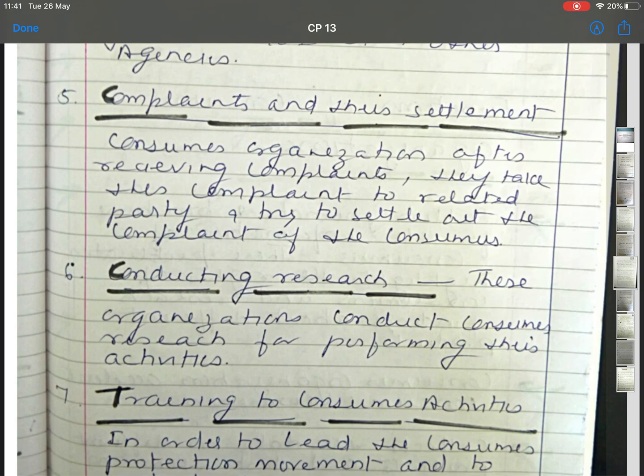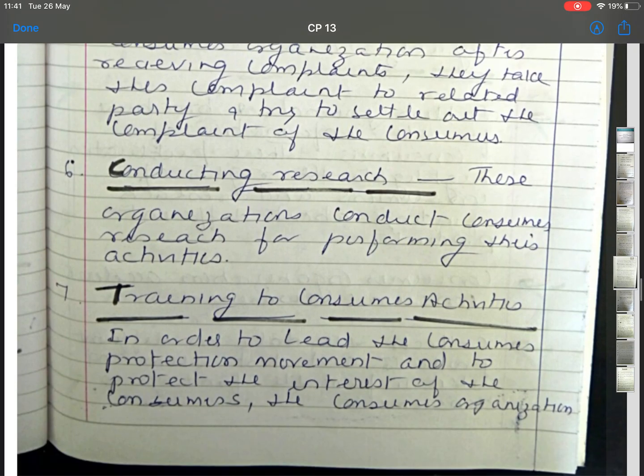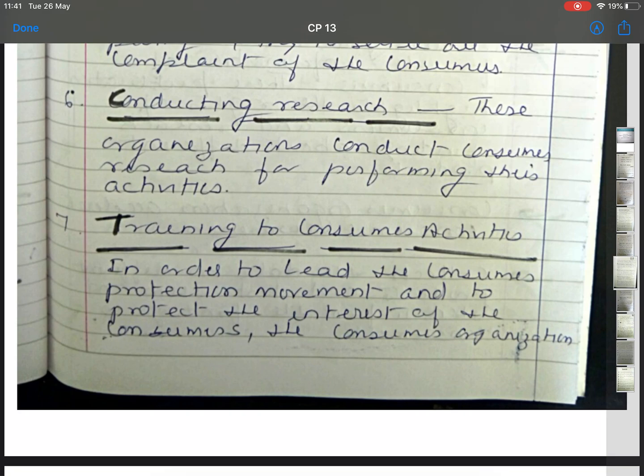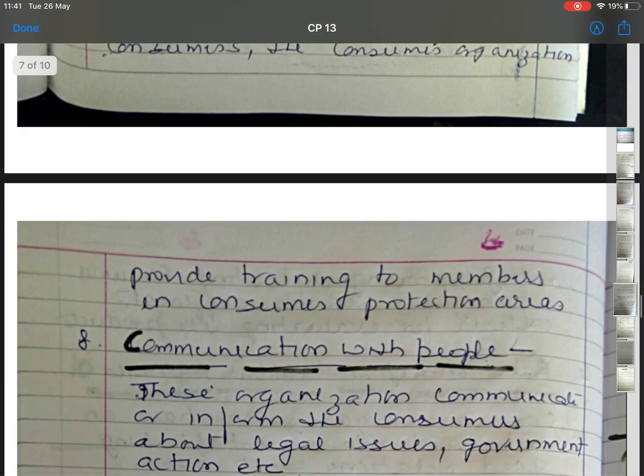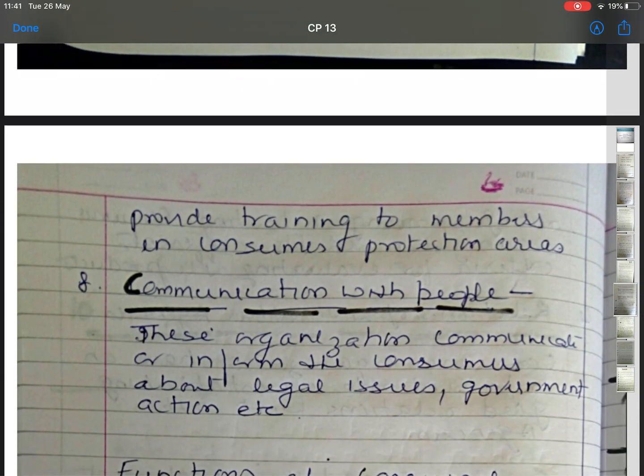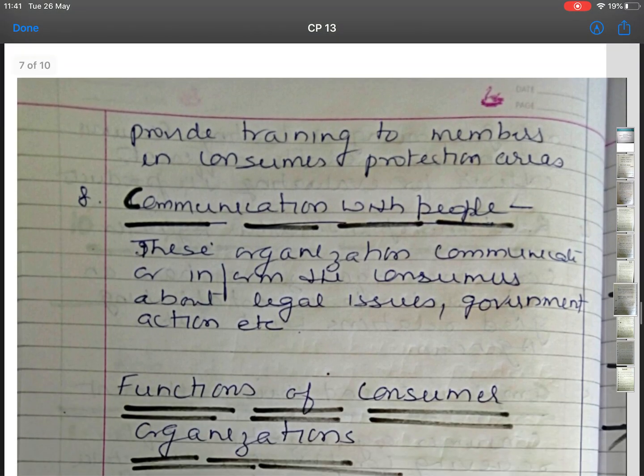Then conducting research. These organizations conduct consumer research for performing their activities. So consumer organizations undertake research in the field of consumer education, complaint settlement, government role, etc. Now, training to consumer activists. In order to lead the consumer protection movement and to protect the interest of the consumer, organizations provide training to members in consumer protection areas also. Then communication with people. These organizations communicate or inform the consumers about legal issues, government actions, etc.